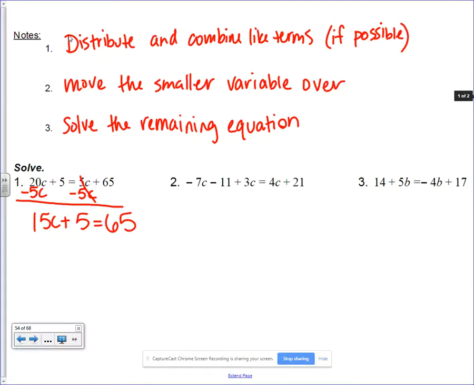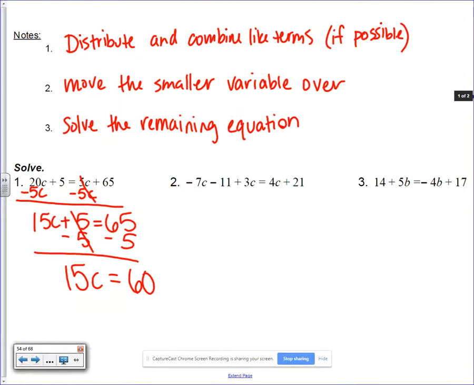How's everybody doing? Are we following here? You following what's happening? Now you should be able to solve this remaining equation no problem. What's farthest from the C on the same side? The 5. How do I get rid of it? Got it? So now 15C is equal to, gentlemen, you guys doing okay back there? Yep. Now how do I isolate for C? Divide by 15. And C is 4. Easy as 1, 2, 3.